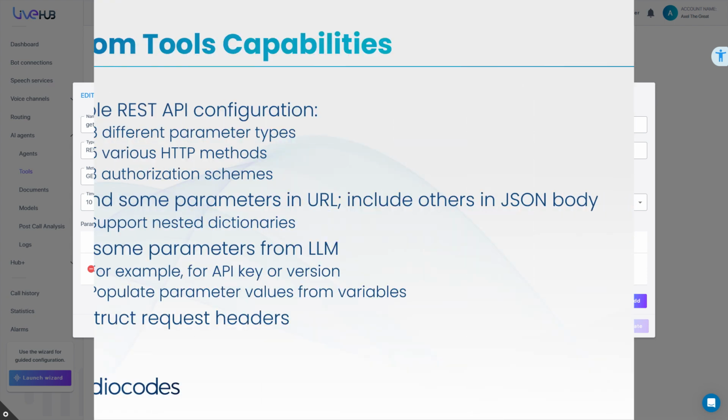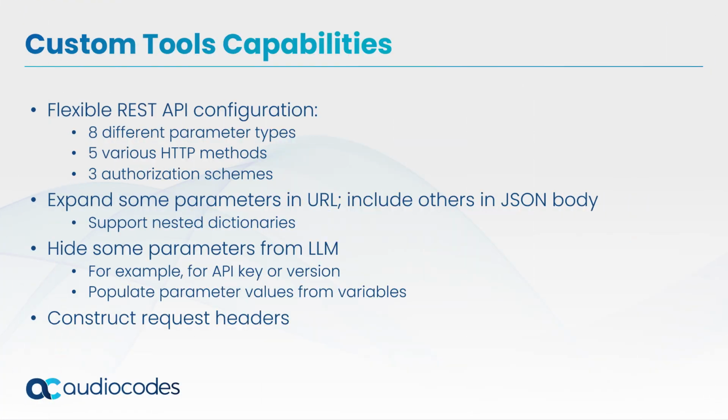Isn't this great? Note that you can use different HTTP methods and authentication schemes to access the external APIs. You can define multiple parameters of various types, hide some parameters from the LLM by populating them with default values, place some parameters in request headers, and much more. Parameters are typically included in the JSON body, unless they are expanded in the URL, as in our example. Just keep in mind that GET and DELETE HTTP requests are not allowed to have bodies. Hence, their parameters will have to be expanded in the URL. You'll find all these details in the documentation. The LiveHub tool's mechanism is flexible enough to connect to almost any third-party API.